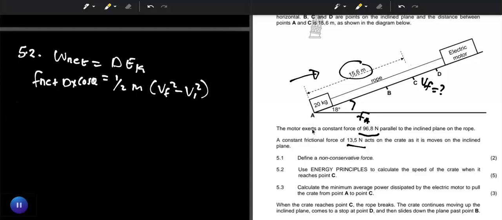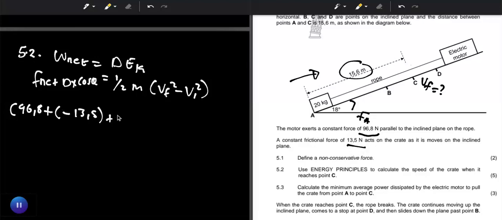So we're going to need the motor force, which is 96.8. So we're going to open bracket over here, 96.8, which should be positive because it is pulling this object. Okay, and therefore plus, I'm going to open bracket. For the other one, we have a friction opposing the motion, which is negative 13.5. Okay, 13.5, they told us over here.